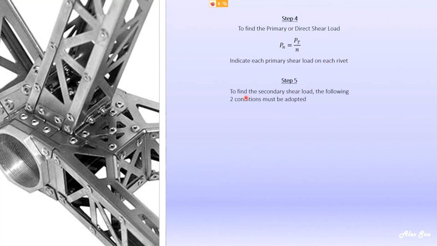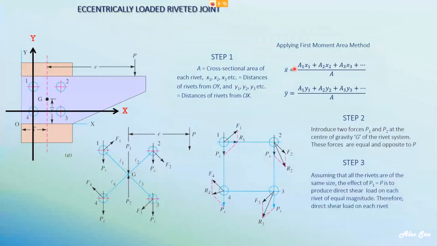Then step 5, to find the secondary shear load, the following two conditions must be adopted. To find the secondary shear load, you have primary shear load. Primary shear load that is causing, what is primary shear load?